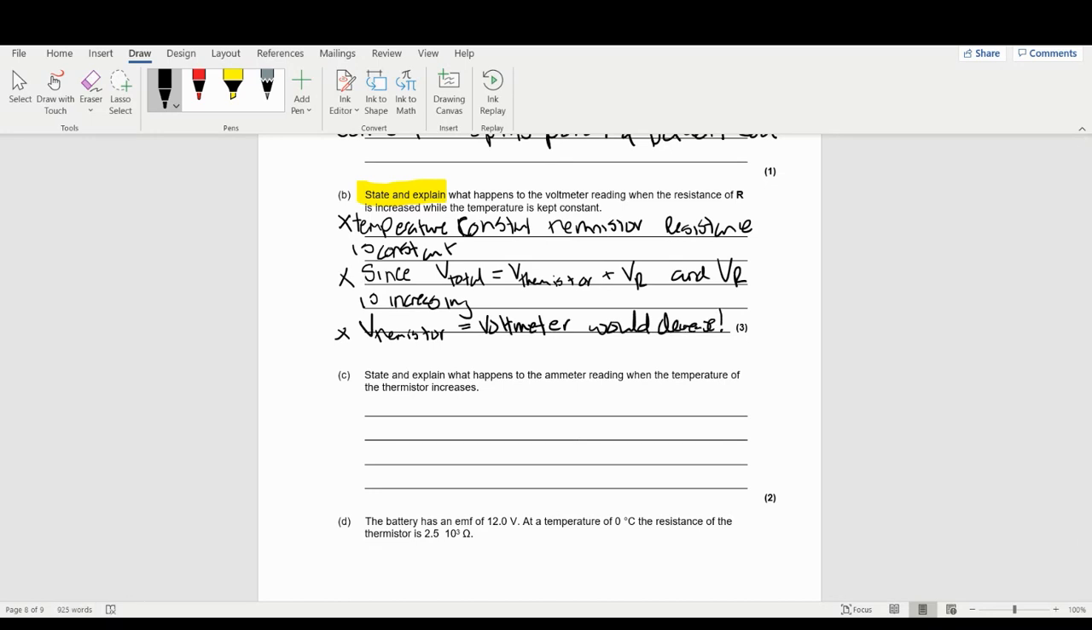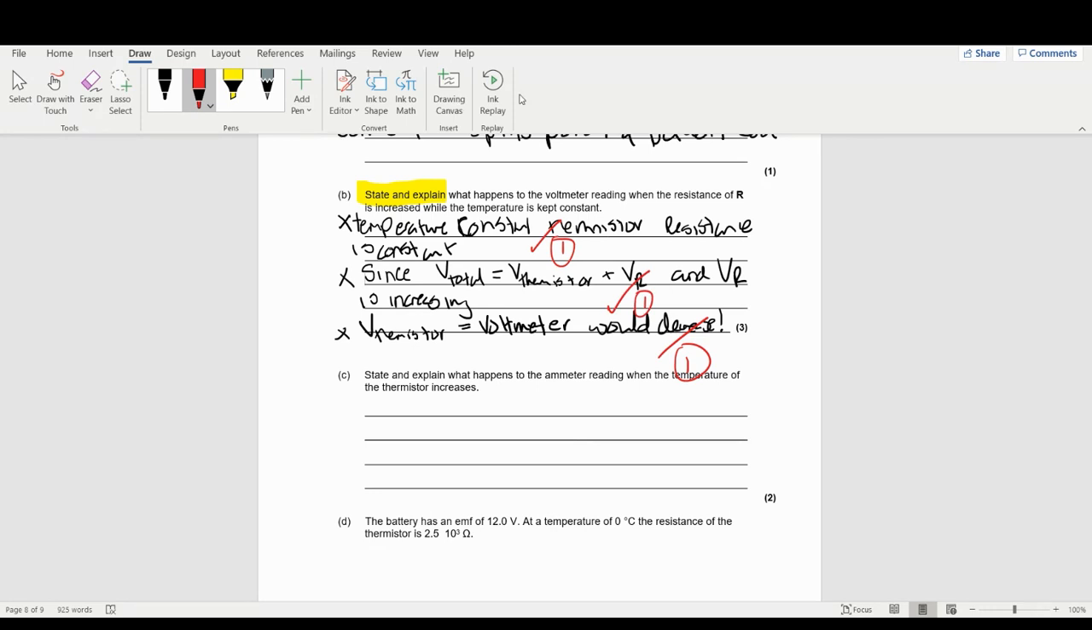Okay, so if I look at the mark scheme here, it says when R increases, the potential across R increases, mentioning that the voltmeter is across the thermistor, and mentioning the maths involved in actually stating it. So I get 1 mark for stating it, which is the decrease. So you get 1 mark for saying the actual voltmeter reading would decrease, and then you get another 2 marks for explaining. So I'm mentioning the fact that the thermistor resistance is constant, and actually mentioning the sum and the maths there.